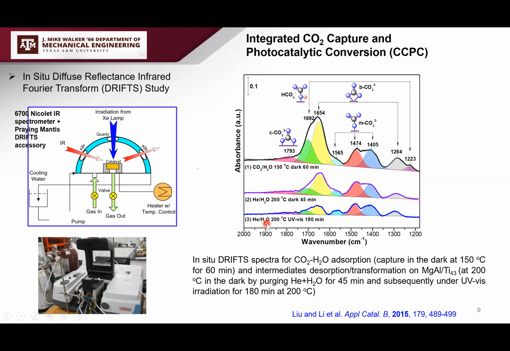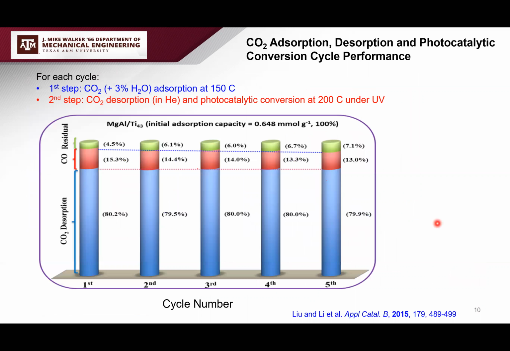And then we keep the same temperature, but we just turn on the light for some time. And then you can see these carbonate species are further reduced, because those two and three are at the same temperature. So that means the UV radiation actually helped the desorption or some chemical reactions happening on the surface to convert carbonate species into CO.